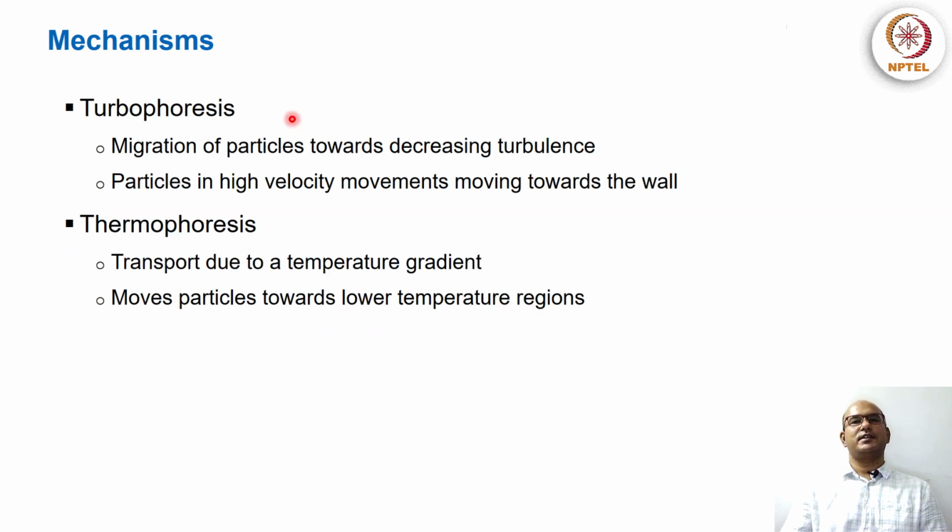Turbophoresis is generally the migration of particles towards decreasing turbulence. So if there is high turbulence, the particles are migrating towards decreasing turbulence. These are the processes that can potentially influence movement, but it does not necessarily mean they are the dominant processes. An example here is that particles in high velocity movements may move towards the wall, because the wall is a place of decreasing turbulence.